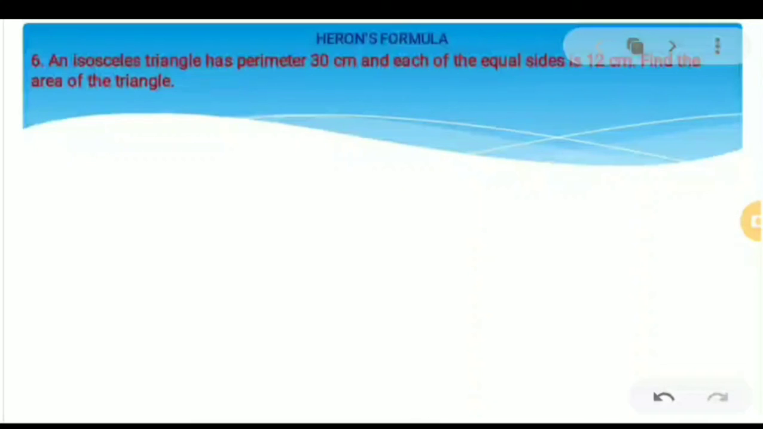Let me discuss question number 6 now. An isosceles triangle has a perimeter of 30 centimeters and each of the equal sides is 12 centimeters. Find the area of the triangle. Now we know that an isosceles triangle is one in which two sides are equal. Any two sides are equal. So let me take the equal sides to be 12 here and 12 here, and the remaining third side let me take as x.